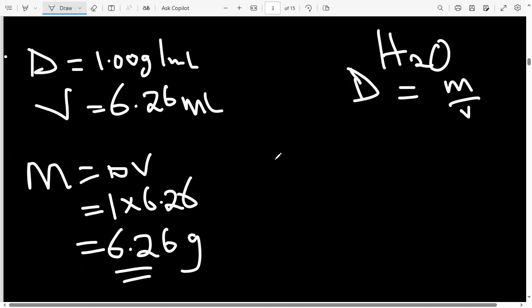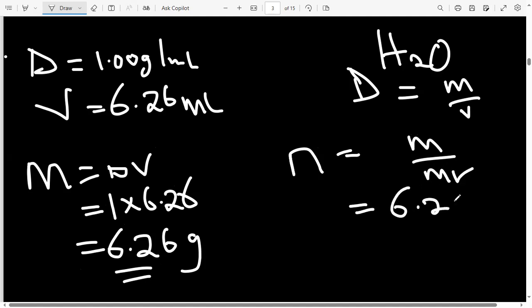So this mass now, we are going to turn it into moles, okay, by using the formula for molar mass. So we know that, for the formula for moles, moles is just equals to mass over what? Molar mass. So mass is this guy here, which is 6.26. And then we're dividing all this by the molar mass of water. So what is the molar mass of water? Okay. The molar mass of water is just 18.02.